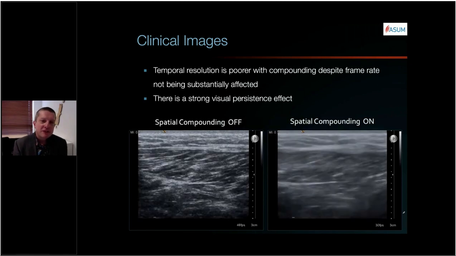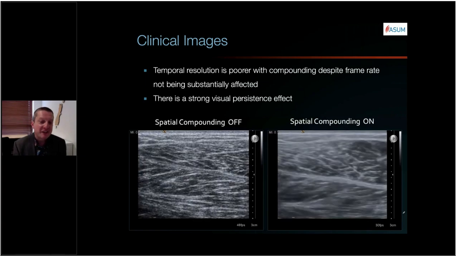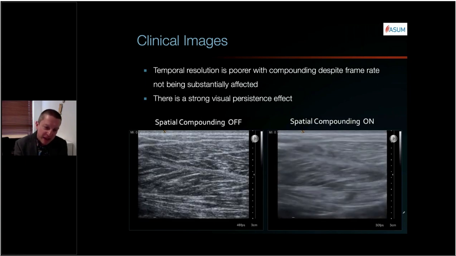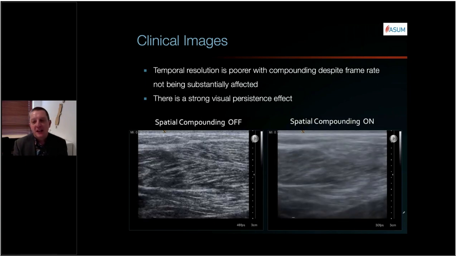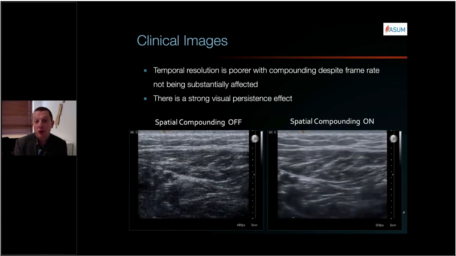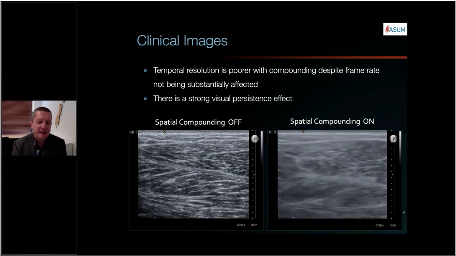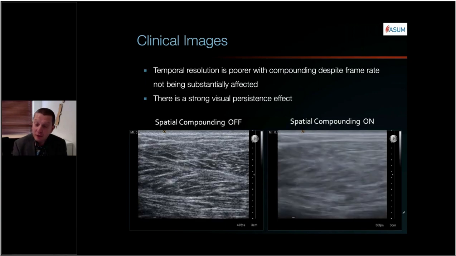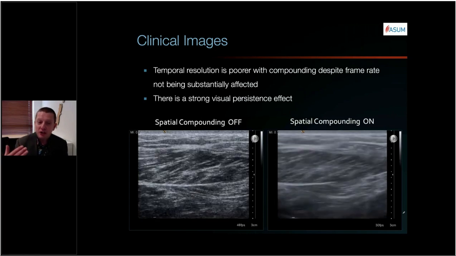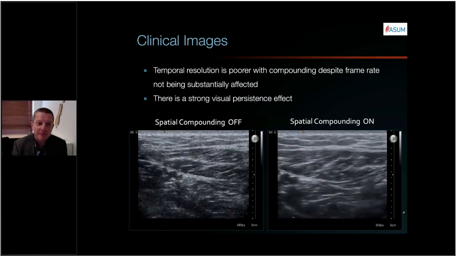So while temporal resolution is an important thing during surveying, you need to keep in mind that if you're making large movements or fast movements, your ability to see structures will be reduced with spatial compounding on. There's a kind of a visual persistence effect in there. There are ways to counteract that. For example, you might be able to reduce the level of compounding. If you're looking at shallower structures, then PRF is higher and frame rates are generally higher.